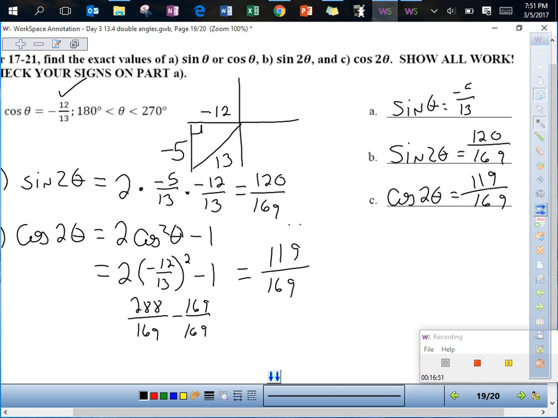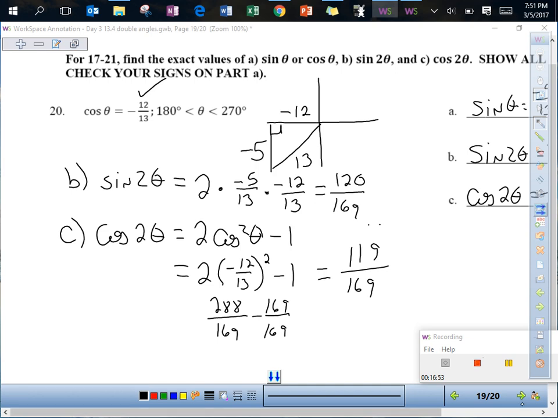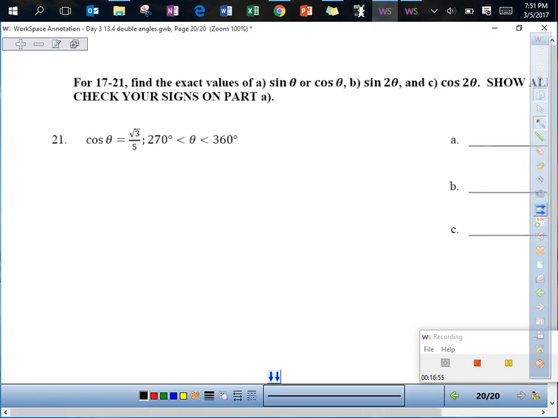Okay. Looks like I've got one more to go, guys. My video is going to be about a whopping 20 minutes is all. So here's number 21. It's got a radical in it. Big deal. Theta is between 270 and 360.